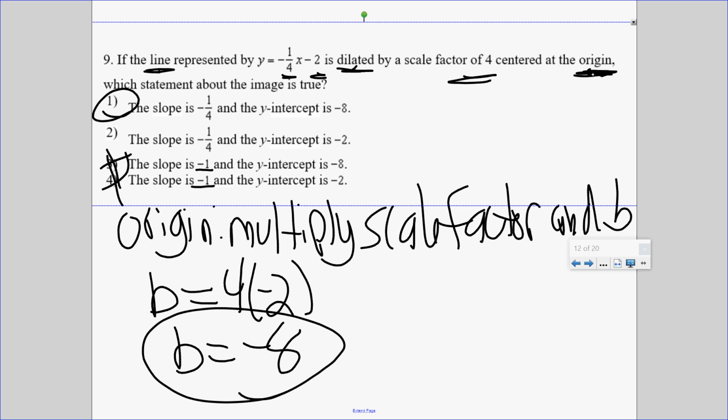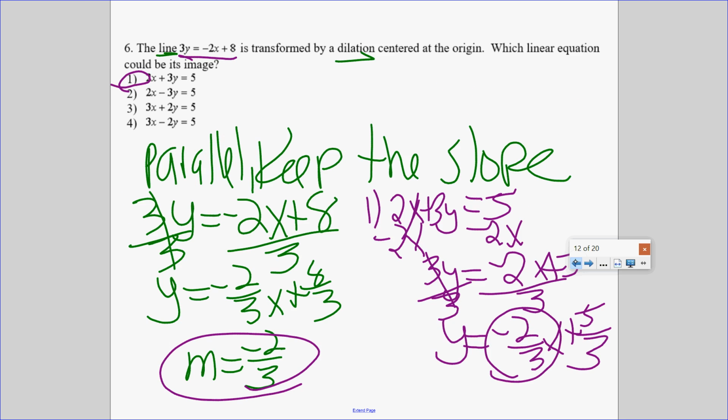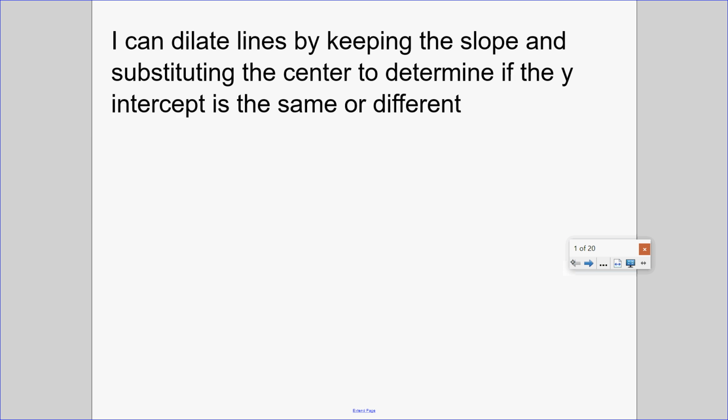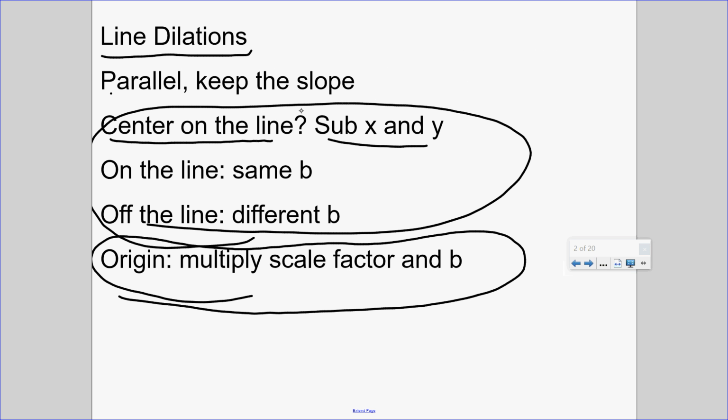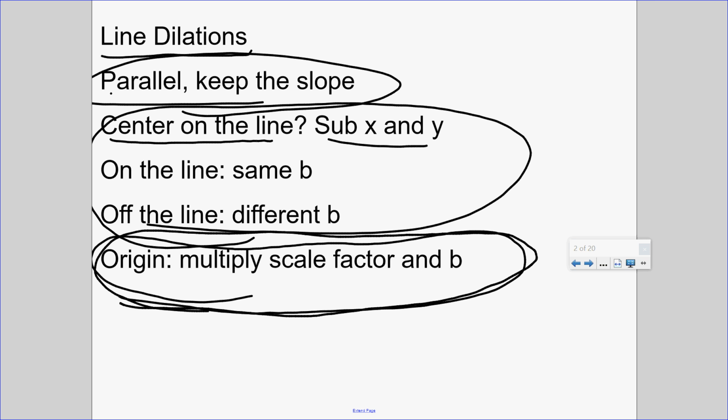If it wasn't origin, then you'd have to determine if the center is on the line, sub x and y. So I'm going to flip back to the notes just so we see the different circumstances here. It's always parallel. You're always keeping the slope. So the slope's always going to be the same. We're done with the slope. For the y-intercept, if it's centered at the origin, you're just multiplying the scale factor and b. That's all you're doing. If it's not the origin, then you have to determine if the center is on the line by substituting x and y. If it is on the line, then the b is the same. If it's not on the line, then it's different.